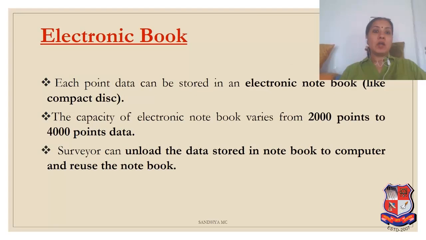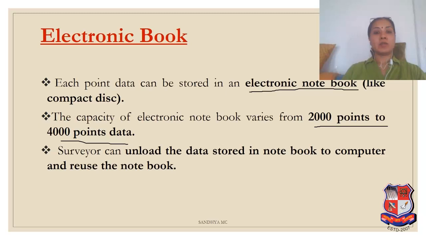Now, I said the point data that we are collecting is stored in an electronic notebook. It's like a compact disk. The data storage varies between 2000 points to 4000 points, and after taking all the readings, the surveyor can save them, and we can download or transfer the data with the help of a USB cable to our computer for further utilization of the data.